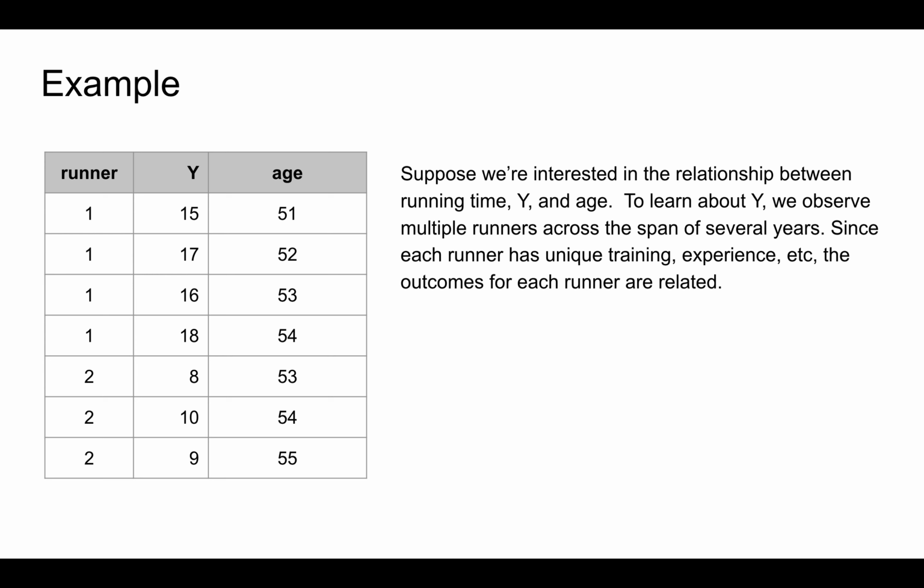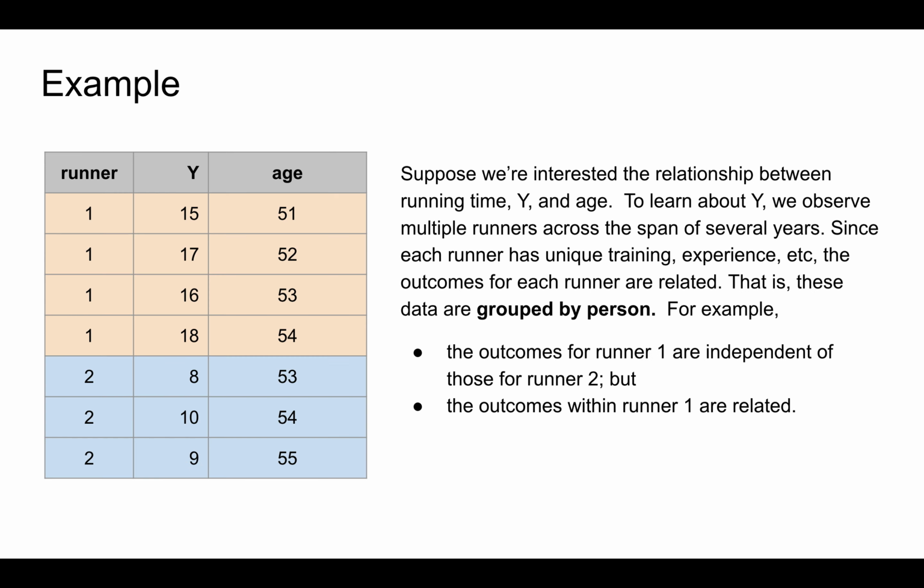As another example, suppose we're interested in the relationship between running time Y and age. To learn about Y, we observe multiple runners across the span of several years. Since each runner has unique training, experience, and so on, the outcomes for each runner are related. For example, this means that our data are grouped by person. The outcomes for runner 1 are independent of the outcomes for runner 2, but the outcomes within runner 1 are related.